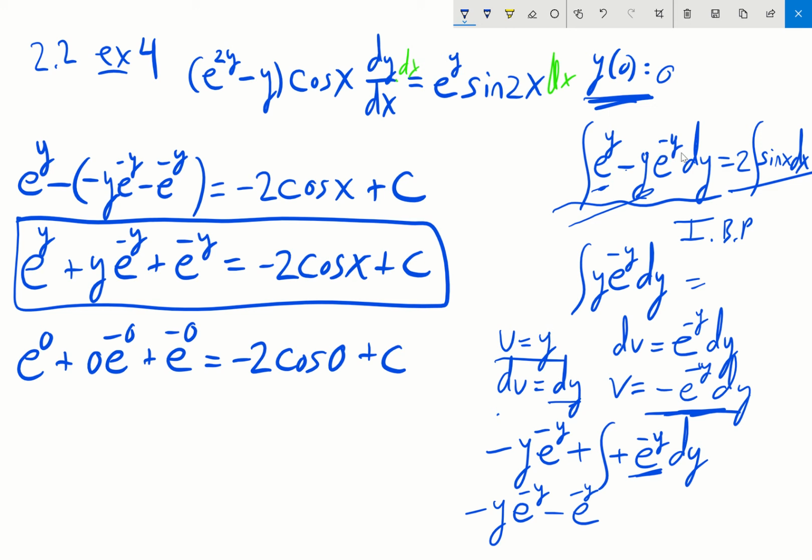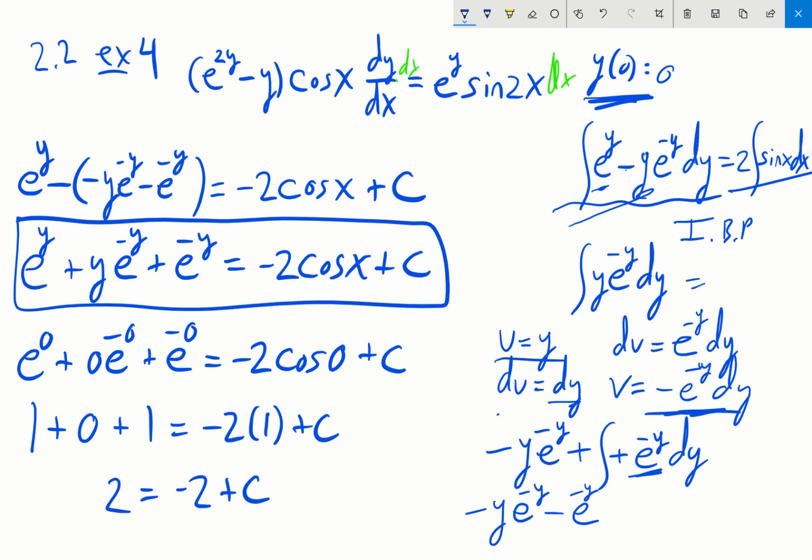And this should allow us to solve for c. E to the 0 is 1. This is a coefficient of 0 times 1. That's going to be 0. Again, e to the 0 is 1. The cosine of 0 is 1 plus c. So we get 2 equals negative 2 plus c. Add 2 to both sides, and we should get that c is going to be equal to 4.